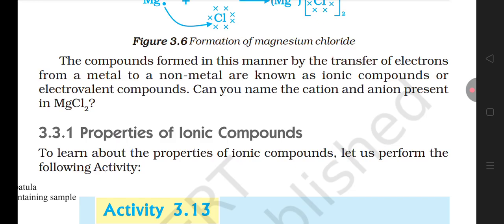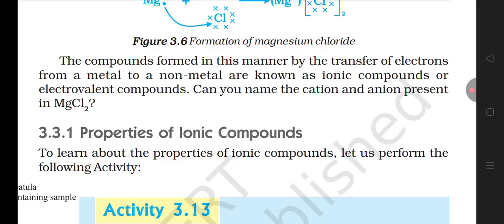So, compounds formed in this manner, by transferring electrons from metal to non-metal, are known as ionic compounds or electrovalent compounds because they acquire charge. Can you name the cation and anion present in MgCl2? Obviously, Mg is the cation and Cl2 is the anion.